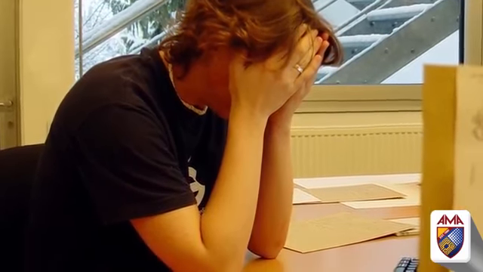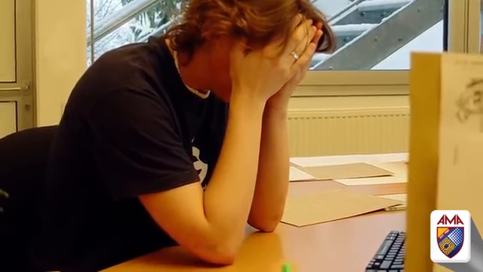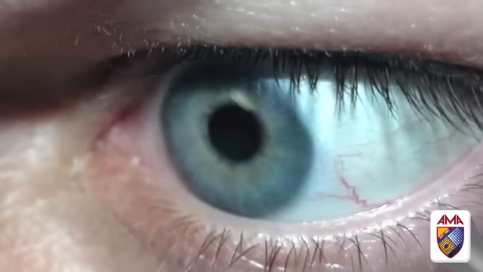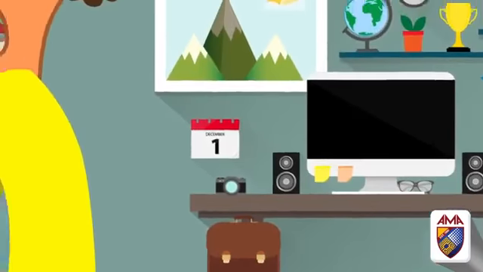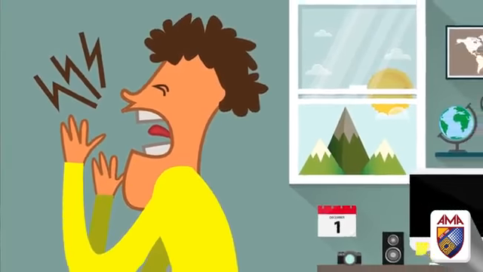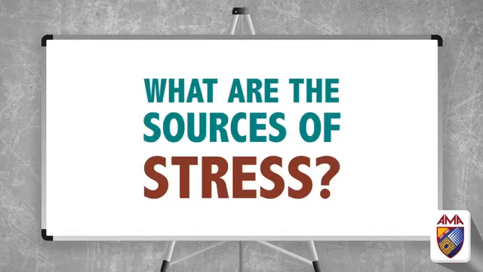Earlier in our discussion, we've touched on the definition of stress, where it can be thought of as any event that strains or exceeds an individual's ability to cope. It's hard to keep stress away from our life. So what are the sources of stress?